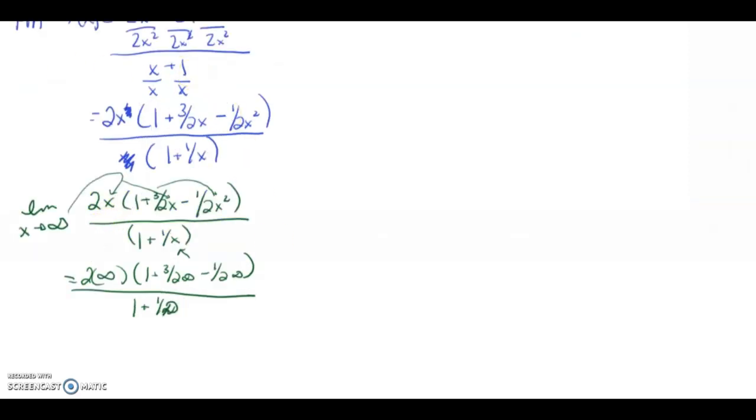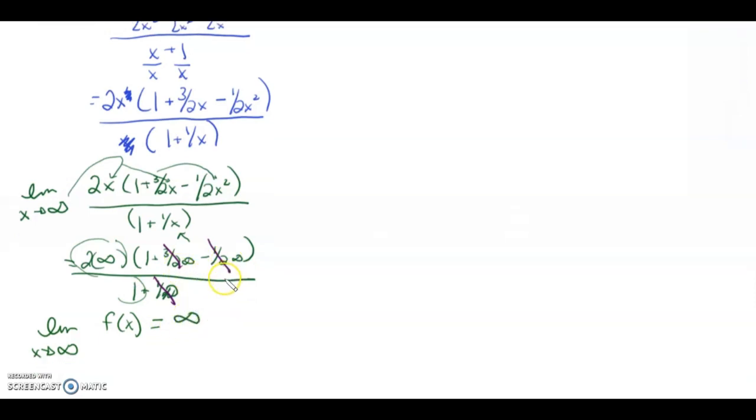Okay, so when we think about this, 3 over a big number goes to 0, negative 1 over 2 times a big number goes to 0, and 1 over infinity goes to 0. So the limit as x approaches infinity of f at x is going to equal 2 times infinity over 1, so it's essentially infinity. Okay, so we haven't seen this yet. What does this mean? Therefore, the limit does not exist. And with this logic, the limit as x approaches negative infinity does not exist for the same logic.